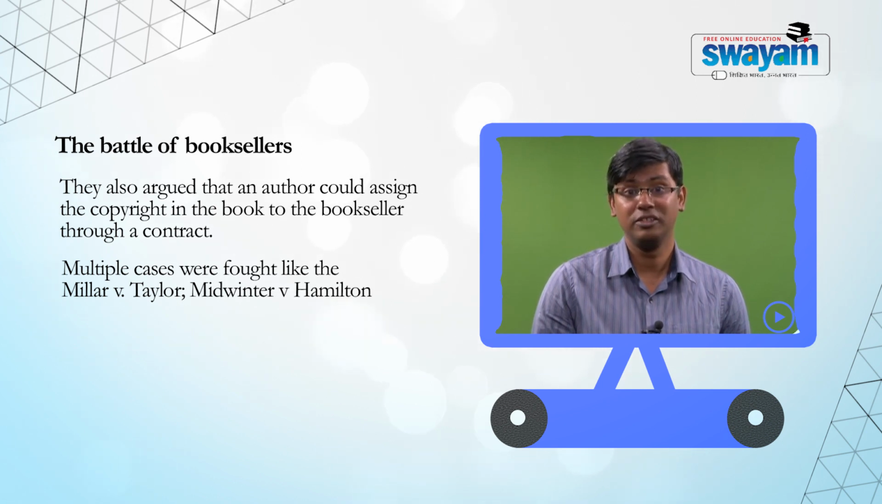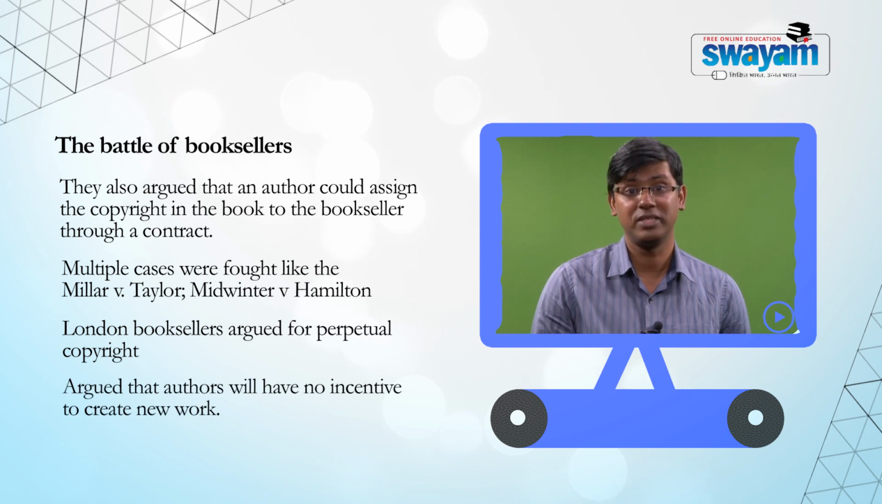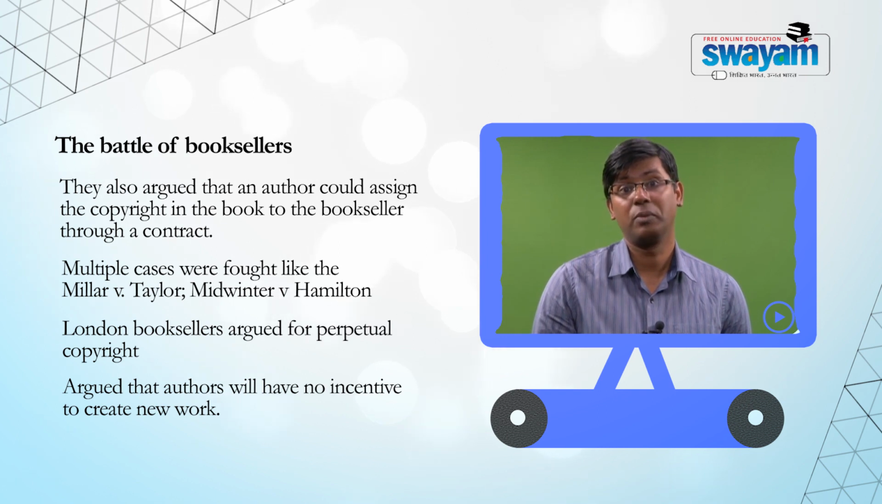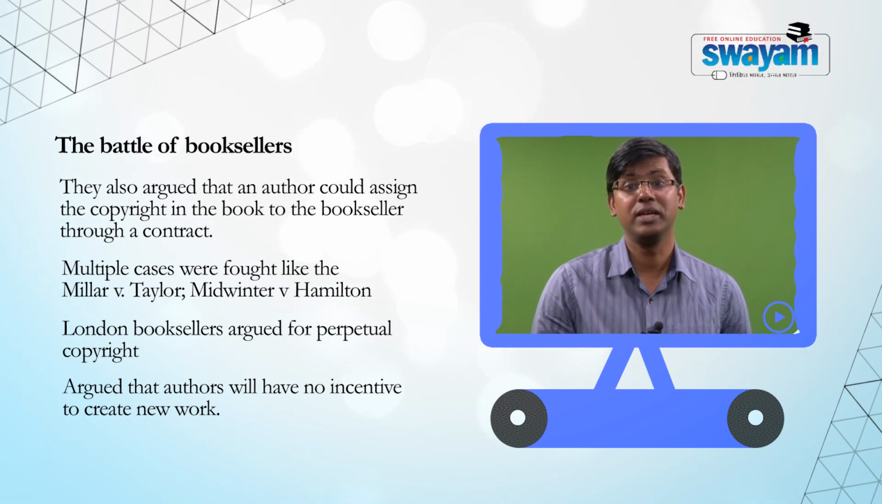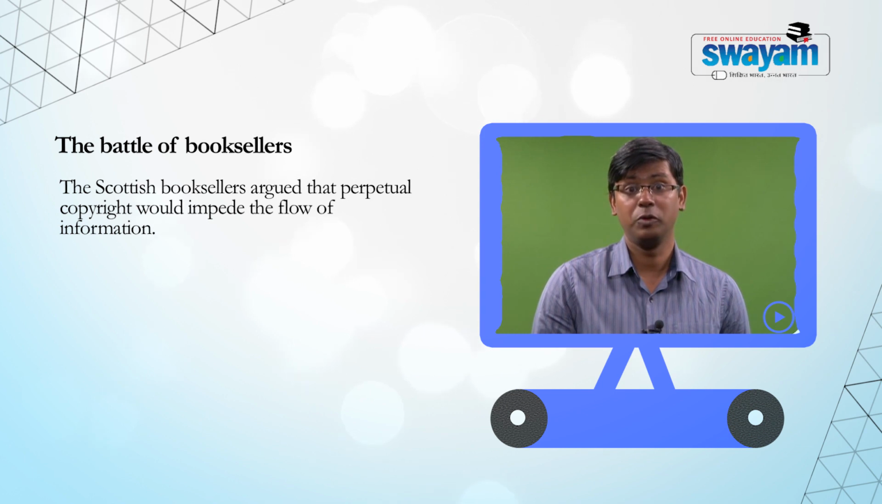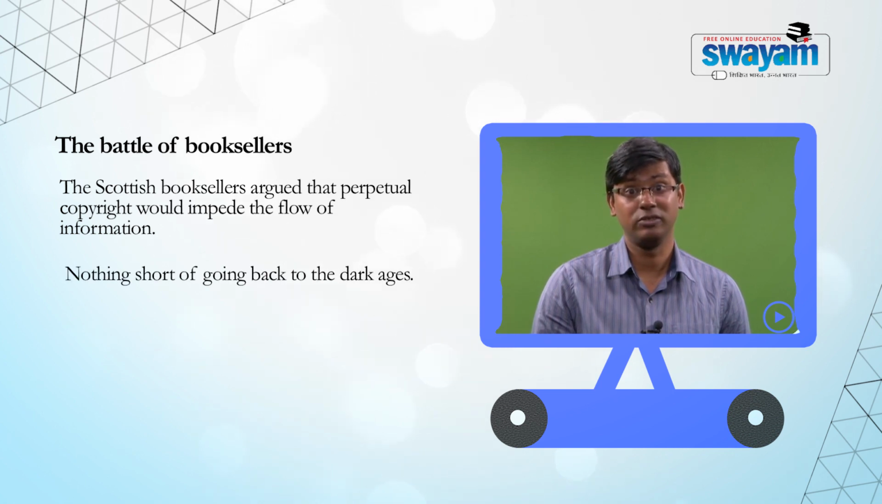The Battle of the Booksellers continued. The London booksellers argued specifically for perpetual copyright on the basis that authors will no longer have incentive to create new work if they do not enjoy protection in their work beyond their lifetime. Any limitation in bequeathing the rights to their family or estate would be a major limitation that would prevent authors from coming up with new work. The Scottish booksellers, though, argued that perpetual copyright would keep the knowledge in the hands of a few, and this would impede the flow of information. They argued that this is nothing short of going back to the Dark Ages.